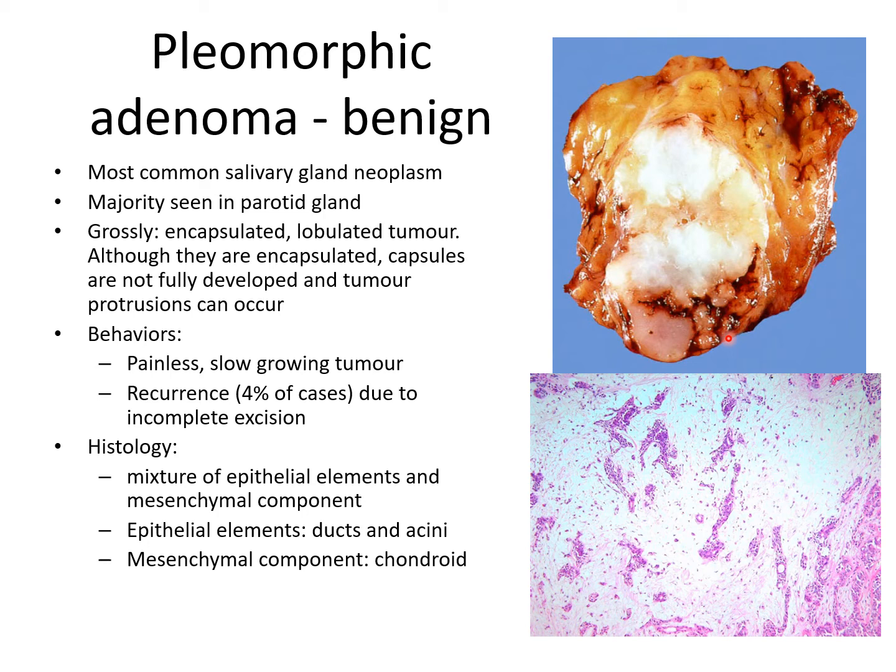The name comes from the histological features of this tumor, which is a mix of epithelial elements and the mesenchymal elements. You can see these are the epithelial components, which is made up of ducts and acini, and the surrounding tissue here are made up of chondroid component, which is mesenchymal.